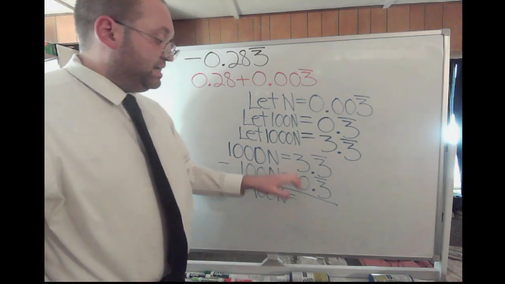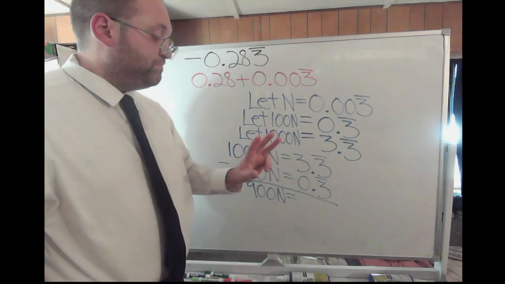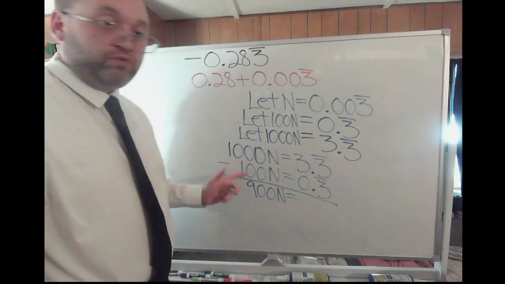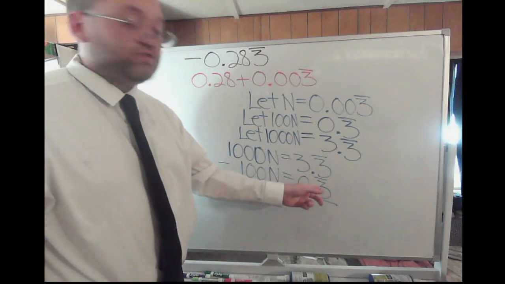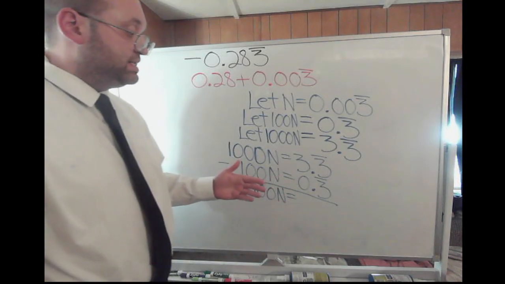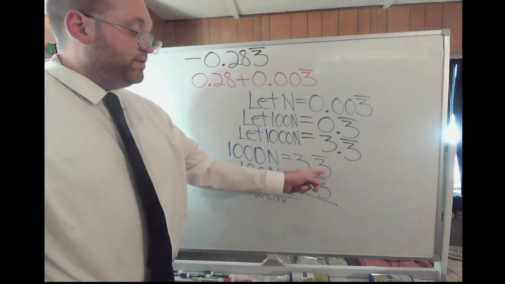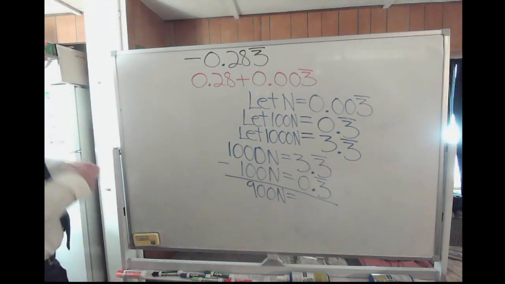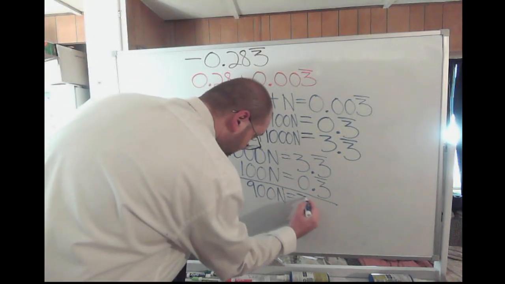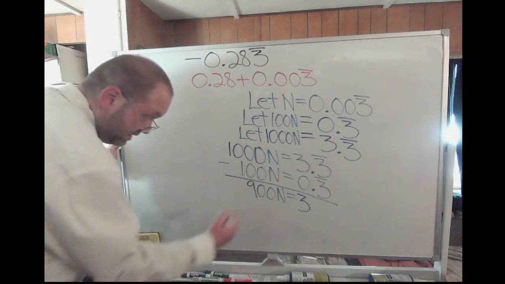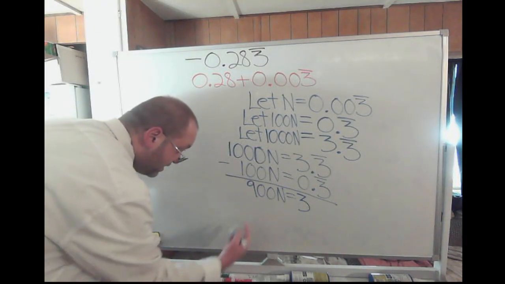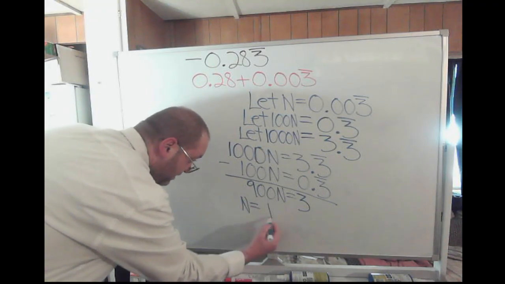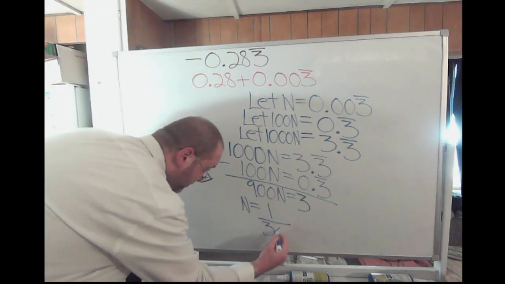The reason we set it up this way, with the repeating numbers immediately to the right of the decimal, is because we want to perform subtraction and ultimately get rid of those repeating numbers. That's the only way to do it. Now we can do 0.3 repeating minus 0.3 repeating. The repeating numbers are gone. Now you only have to worry about 3 minus 0. That's 3. So now you solve for n to get your fraction. n would equal 3 divided by 900, or it would reduce to 1 over 300.